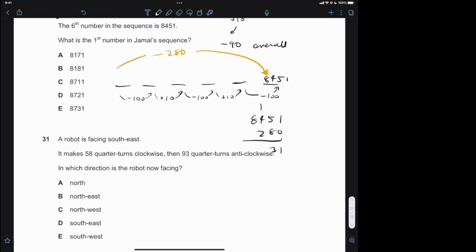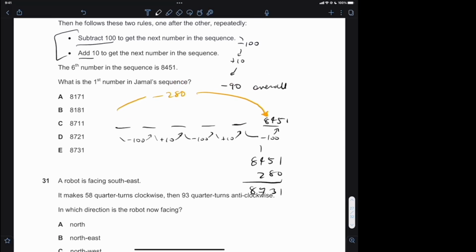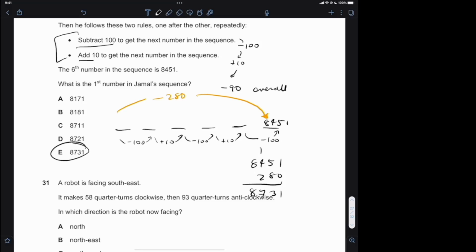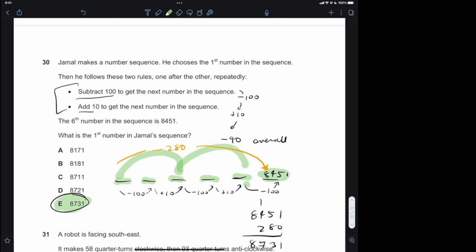So let's add that up. And we get 8731, which aligns with option E. So E there is the answer, okay? So again, writing it out in a stepwise fashion, using these steps here, is really the only way that you can be sure. If we just relied on the minus 90 overall, that strategy wouldn't really work because we've got a minus 100 here without a plus 10 accompanied. So working out the fact that it's minus 90 every 2 and then fixing up the last bit by minusing an extra 100 to give us minus 280 was how we really did that question.